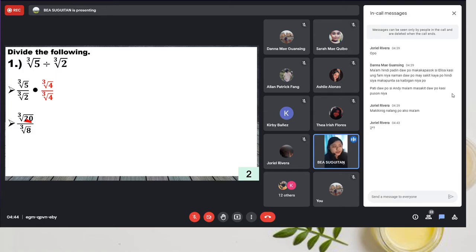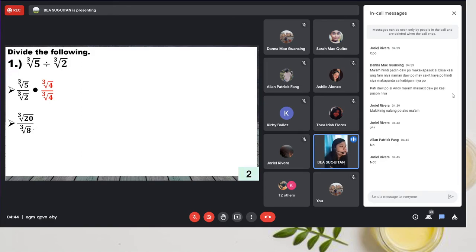Ano-ano ba yung mga perfect cubes natin kanina? We have 8, what else? 27, 64, and so on. Oh, now, my question is, is 20 a perfect cube or not? No. Okay, so, if that's the case, ayan, thank you po sa mga sumasagot sa chat box. It is not a perfect cube. So, therefore, as is lang siya, kokopyahin lang natin siya.